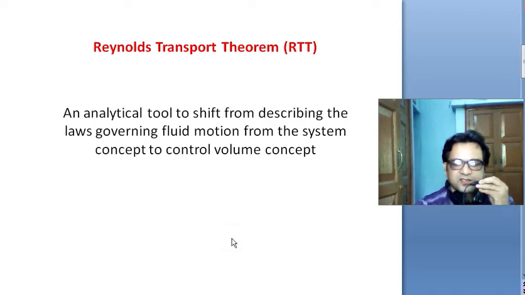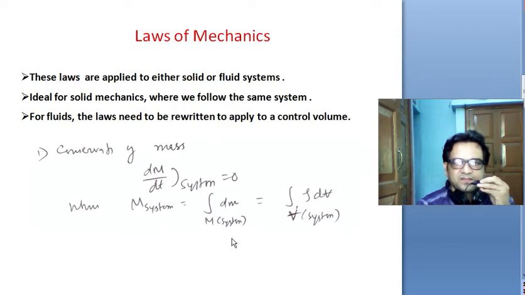Now we will discuss the Reynolds transport theorem applied to the conservation of mass, or continuity equation. The conservation of mass for a system is dm/dt = 0, because as per the definition of the system, the total mass of the system remains constant. So the rate of change of mass for the system is 0. This is the simple equation for a system. I have to rewrite this expression for a control volume by using the Reynolds transport theorem.